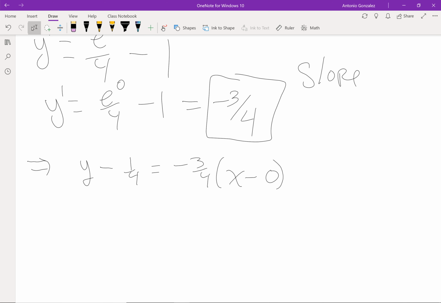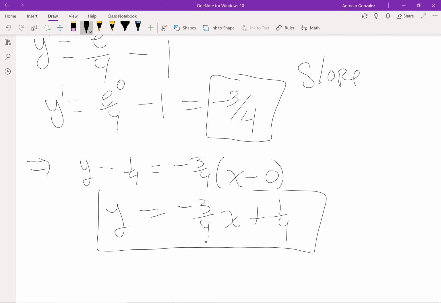All right. Okay. And again, that 1/4 and the 0 is the point on the line, and then just kind of writing it in slope-intercept form. And we get that. So that is the equation of our tangent line.